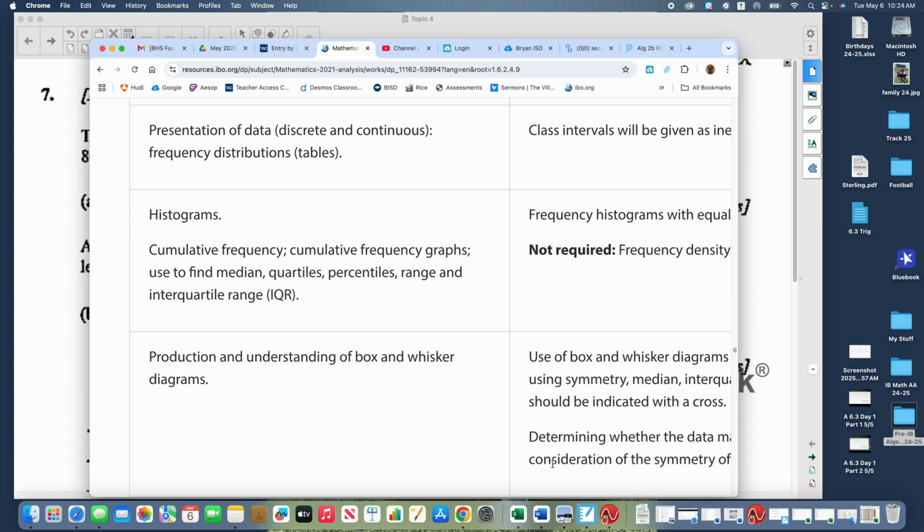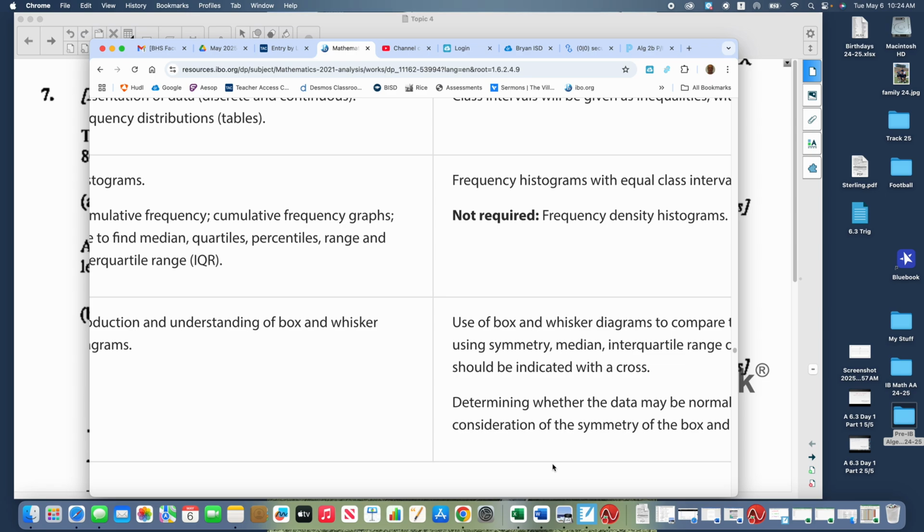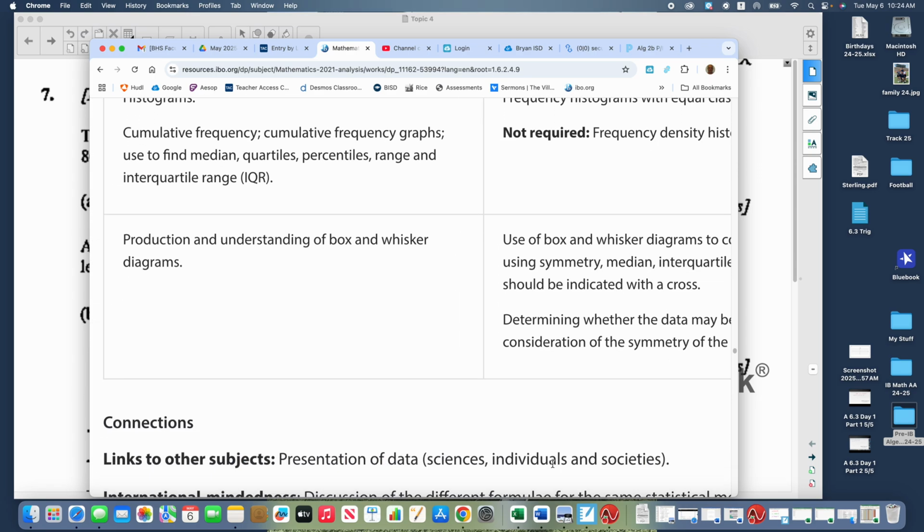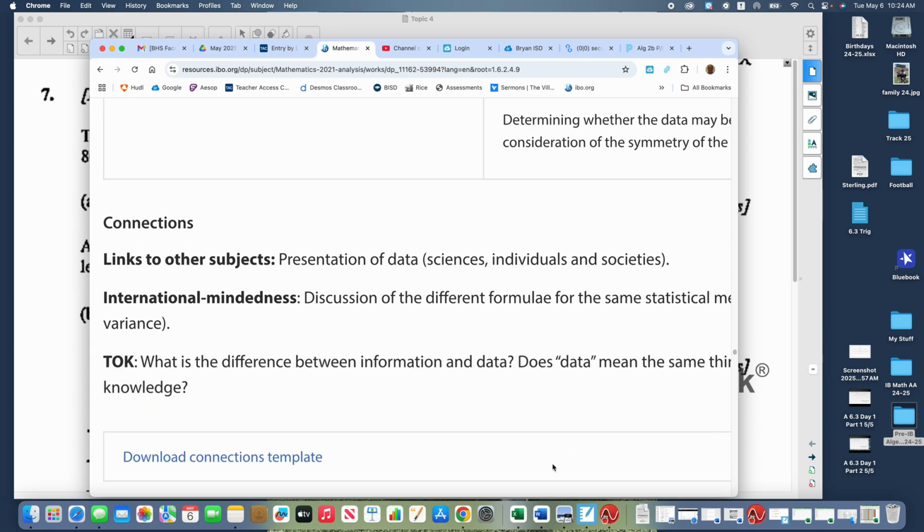You've got to understand a box and whiskers plot, how maybe to draw it or how to discuss it. Where's the median there? Where are the quartiles? We're going to go through all this. I'm just kind of walking through some of these things with you right now.